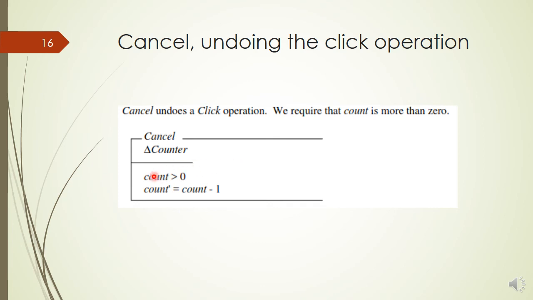And the first predicate, count is greater than 0, is the precondition for this operation cancel, because if you want to decrease, the count must be greater than 0. And how can you bring the change in the value of the system state variable count? It is basically done by subtracting 1 from the value of the count.